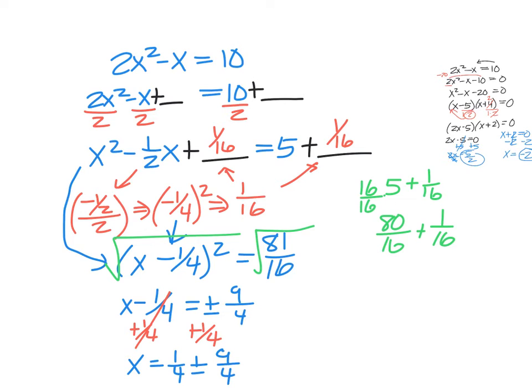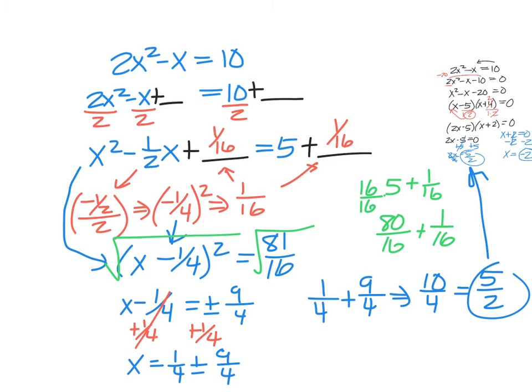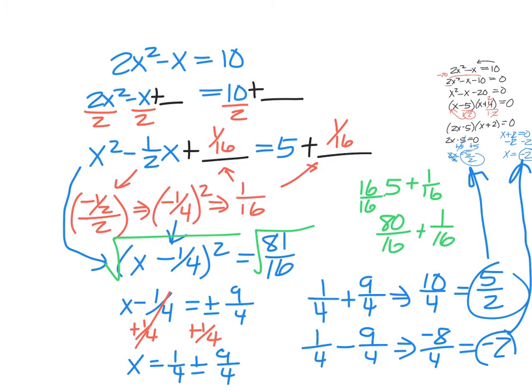Okay, but you can actually simplify these. So I do 1/4 plus 9/4. That would be 10/4, which reduces to 5/2. Same thing I got right up there. And then I have 1/4 minus 9/4, which is negative 8/4, which is negative 2. And that's the same thing I got right up here. Okay, so that was by completing the square.